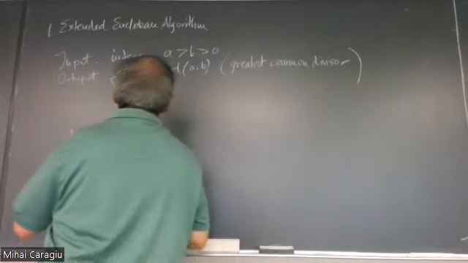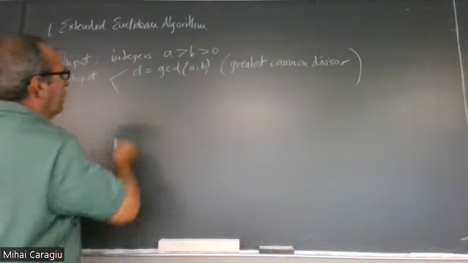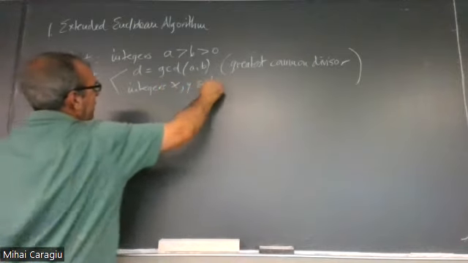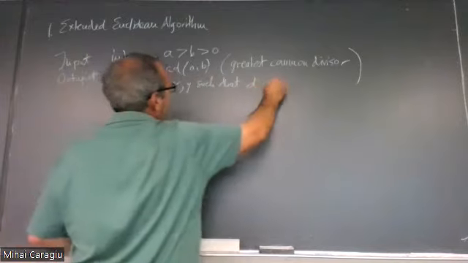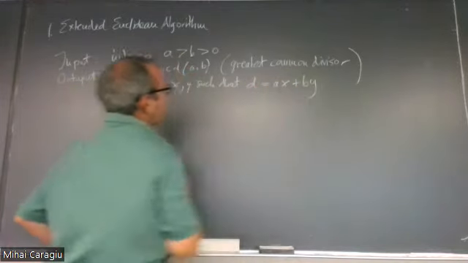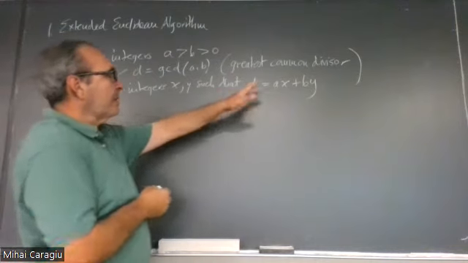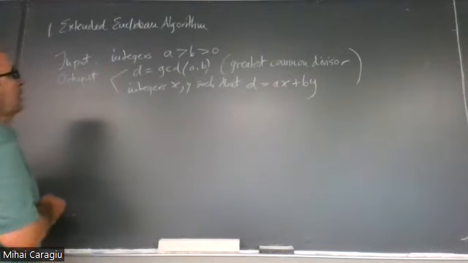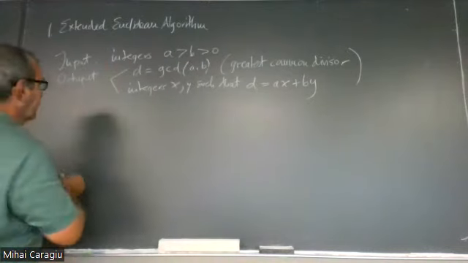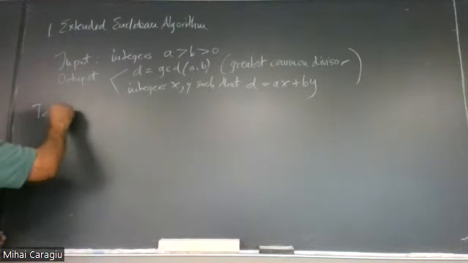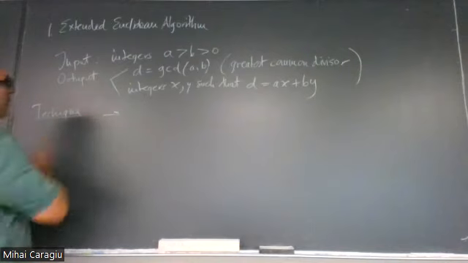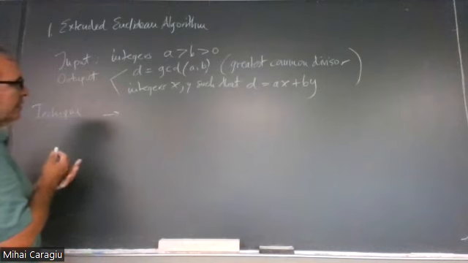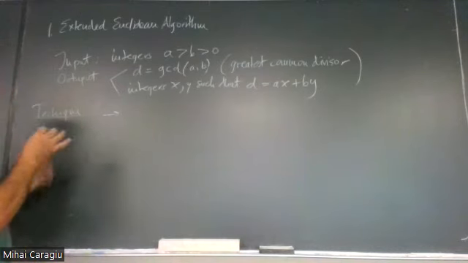In addition to producing the greatest common divisor, it also produces two integers x and y such that d is ax plus by. In other words, the greatest common divisor can always be represented as a combination of the integers a and b, ax plus by. And the technique of the algorithm is, we'll see when we execute it, probably at this moment it doesn't seem too meaningful, but that's how it is.